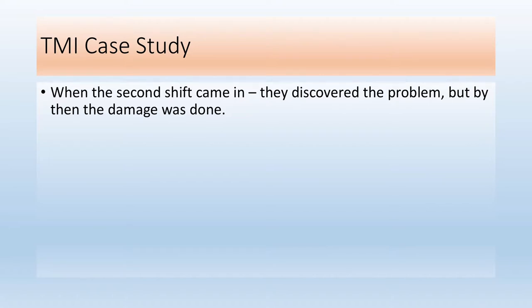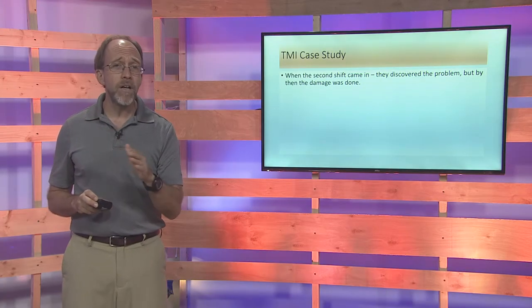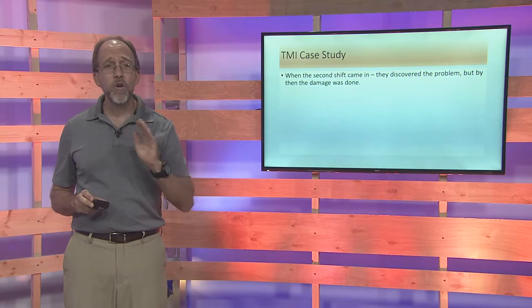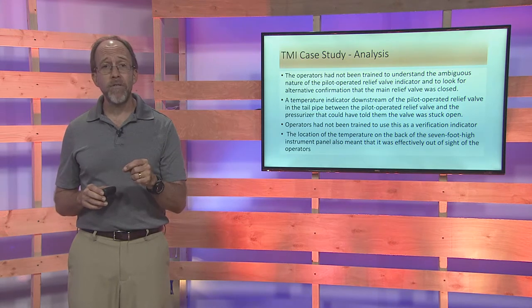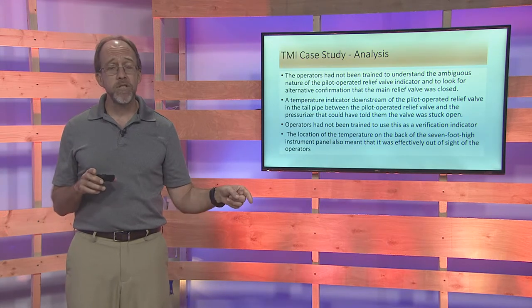If you're used to the light being on or the light being off, and it's telling you what you think it is, but even though everything else is indicating something is still going on, you start looking for other things that might be indicators that what you're being told is wrong. Well, there was something that you could have looked at to tell you whether things were wrong. One was that from the pressure relief valve, there was a downstream temperature sensor.